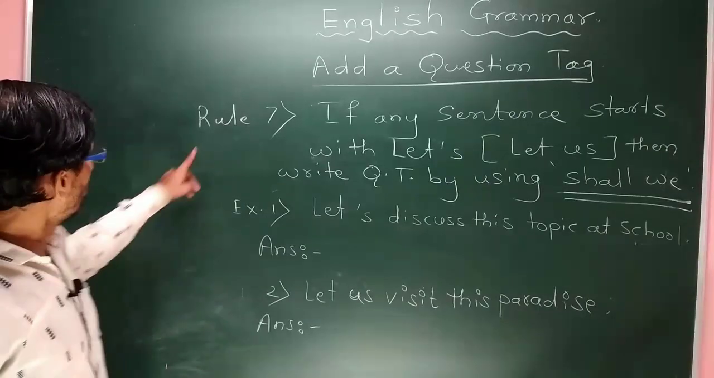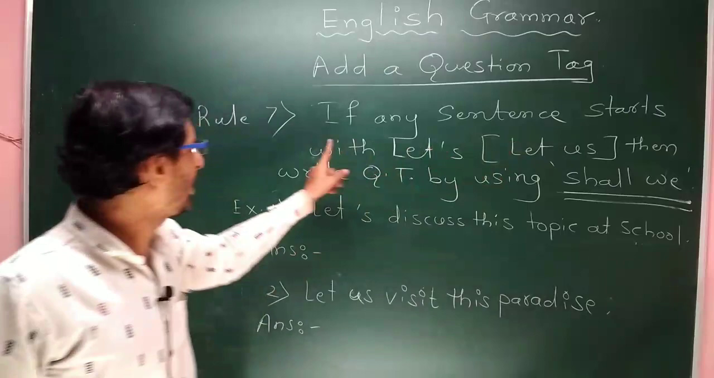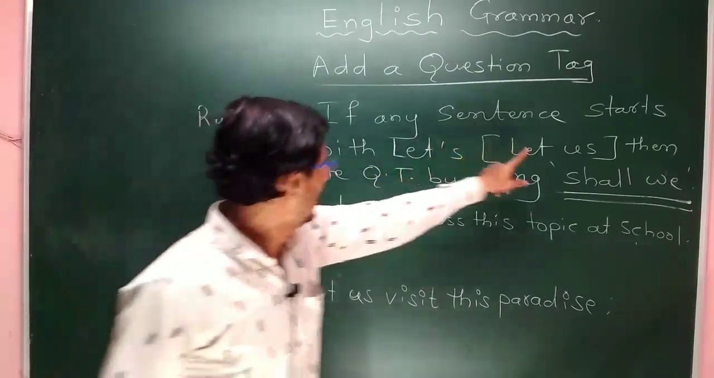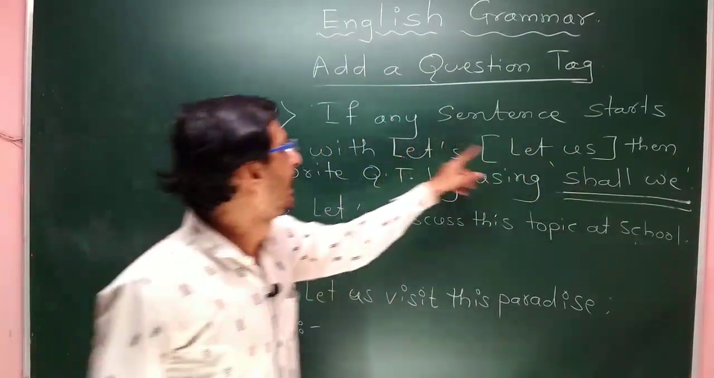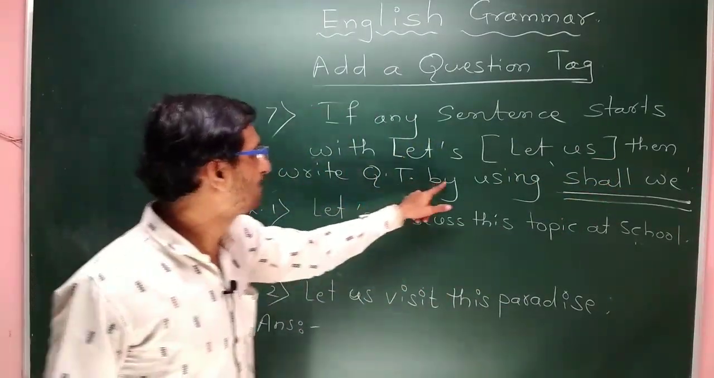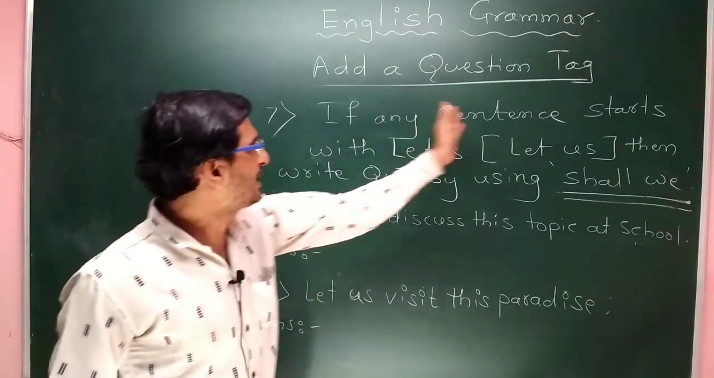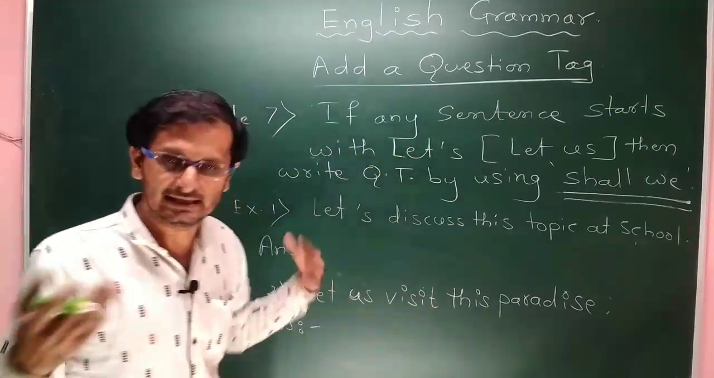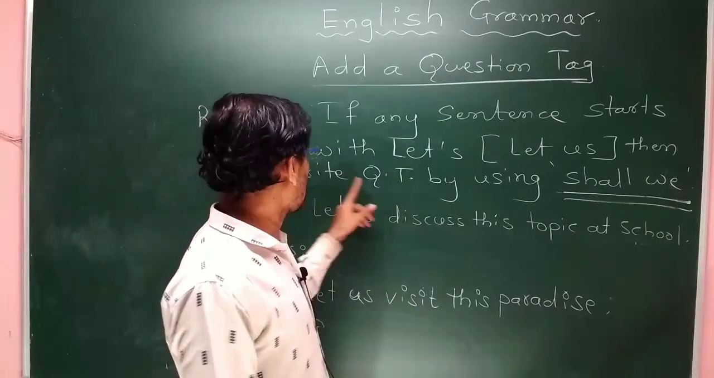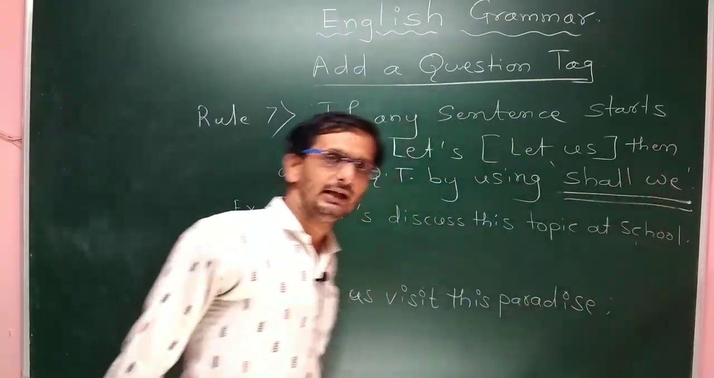Okay, now we will go to rule number 7 of adding a question tag. If any sentence starts with "let's", meaning "let us" (the short form is "let's" and the long form is "let us"), then write the QT, the question tag, using "shall we". Again, read it and understand it. If any sentence starts with "let's", which is nothing but "let us", then write the question tag using "shall we". Okay, this is the rule.